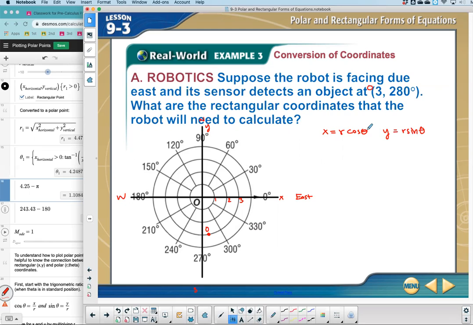280 is not on the unit circle, so I can't use that, but I will still fill in the values. This is polar, so that's r comma theta there. So it would be 3 cosine of 280, and y would equal 3 sine of 280. We can go to our calculators and figure this out.